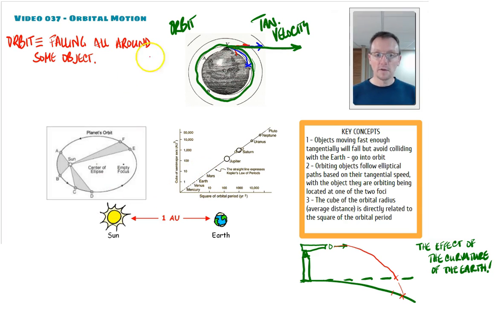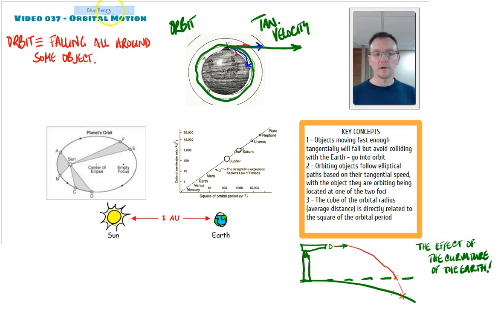Or if you get even faster, you can get a larger orbit, like planets have larger orbits around the sun. And so they're moving so fast to the side that it's not the curvature necessarily, but it's the fact that they continue to fall in a stable path. And so that's what we're going to talk about now when we talk about Kepler's laws of motion.